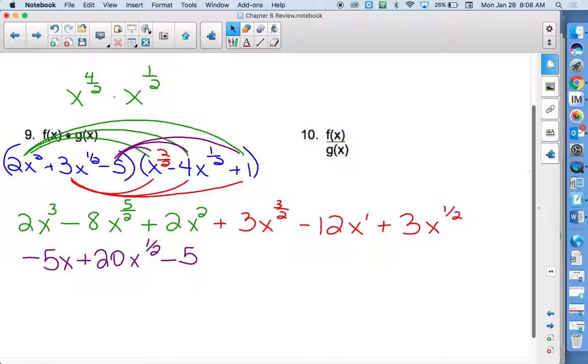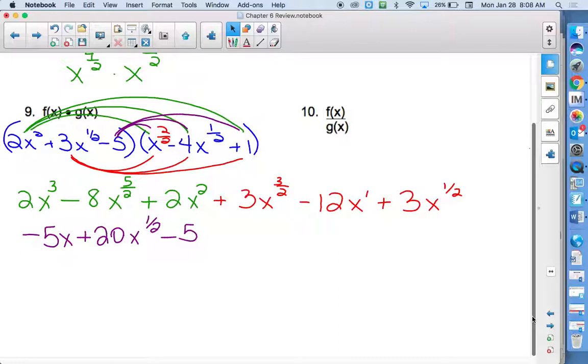So it's a pretty big problem because there's 3 terms times 3 terms, which should give you 9 terms in the end. When you're multiplying, you have 3 things times 3 things. That makes us 9 different pieces. And then trying to combine any like terms together, so keeping them in order, the largest power is 2x cubed. We have a -8x to the 5 halves, which I don't see any other 5 halves.